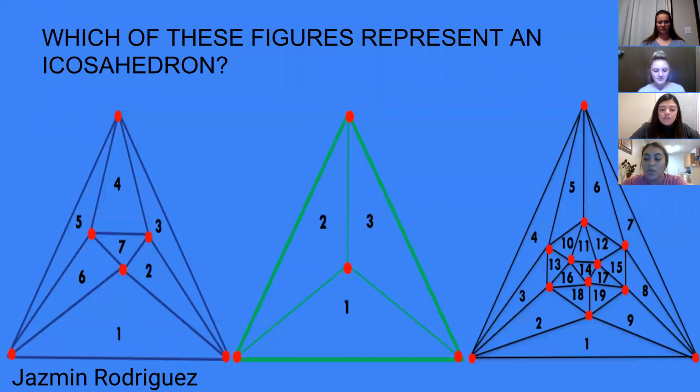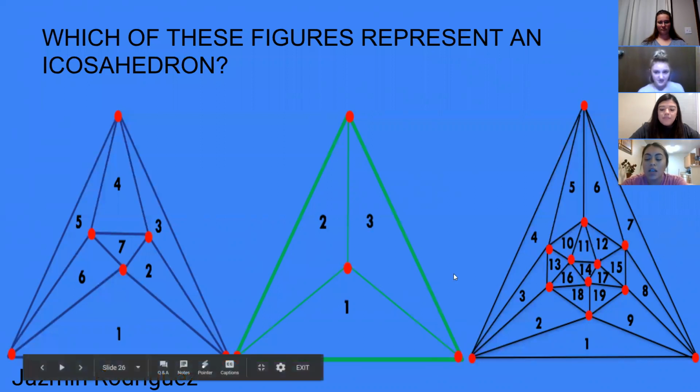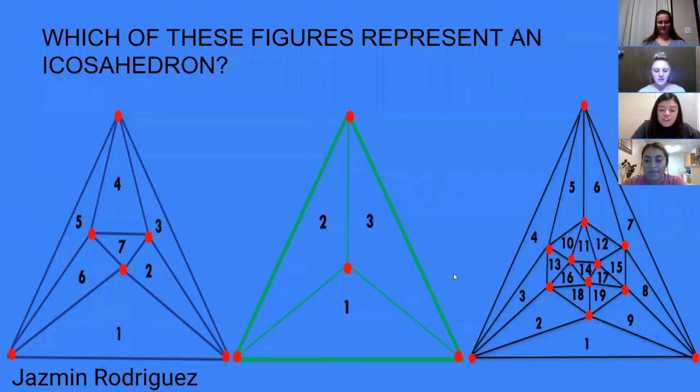Jazmin, which of the following figures represents an icosahedron? Cece, thank you for that question. First, let me tell you that an icosahedron is represented as having 20 faces, 12 vertices, and 30 edges. When we talk about the faces, we are talking about the single flat faces of our shape. When we're talking about the vertices, we are talking about the points at which our figure meets. And when we're talking about the edges, we're talking about the line segments that connect them.